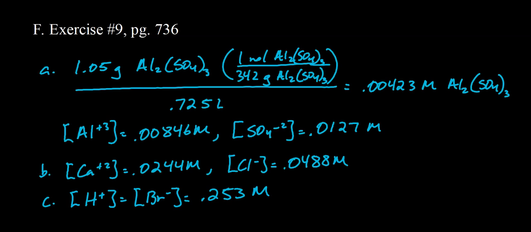All right, so this time we need to take the mass of the solute and use that to find the concentration of the solution. So convert that to moles first, divide by the volume of the solution in liters. And so the solution as a whole, aluminum sulfate, concentration 0.00423 molar, and then apply your mole conversions to get the concentrations of aluminum and sulfate. Do the same thing for letters B and C.